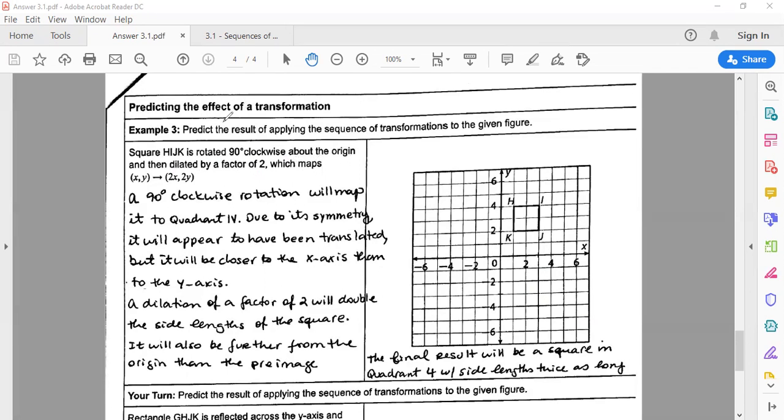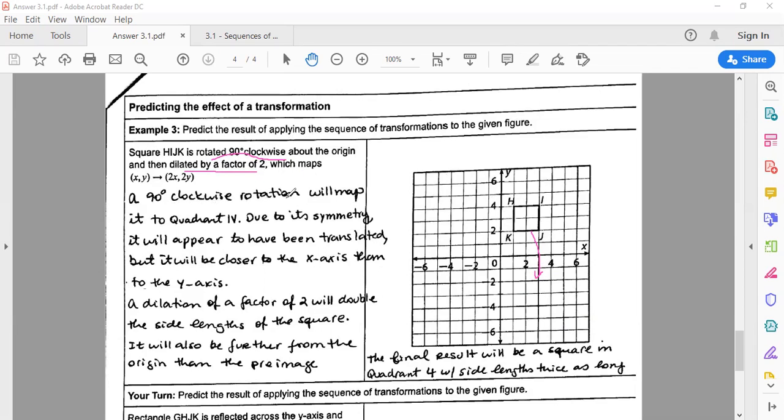All right, so this example here, it says we need to be able to predict the result of applying a sequence of transformations to the given figure, okay? So we're starting with a rotation of 90 degrees clockwise about the origin, and then we're dilating it by a factor of 2, okay? So remember that when we rotate clockwise 90 degrees, it would be the same as rotating it counterclockwise 270 degrees, okay?